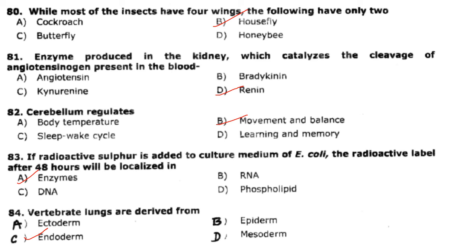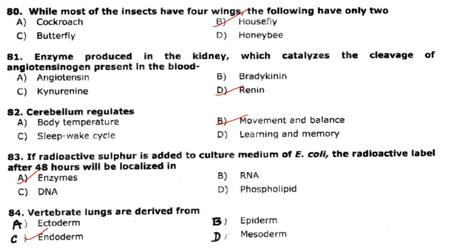Cerebellum regulates movement and balance. Answer is option B. If radioactive sulfur is added to culture medium of E. coli, the radioactive label after 48 hours will be localized in... So they have used radioactive sulfur. Sulfur is not present in RNA, DNA or phospholipid, but you can see its presence in protein, amino acids like cysteine, methionine, all these have sulfur containing amino acid. So it will be naturally present in enzymes. So answer is option A.